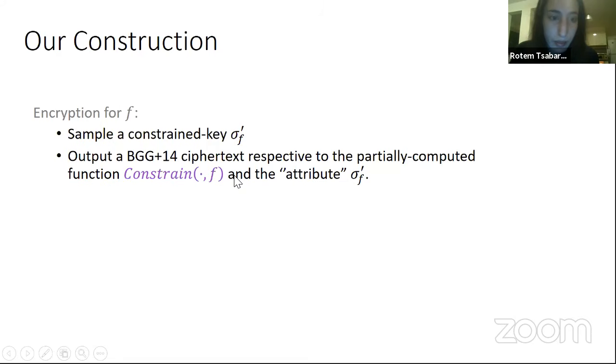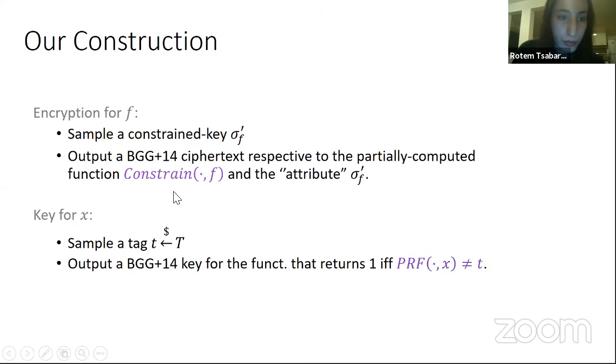So then we generate a BGG+14 ciphertext respective to this function and to the supposed result value, which is the constraint seed that we chose randomly. The reason that it is useful is because later in the simulation, we always begin with the same seed. Then, in order to simulate the ciphertext for any F that we want, all we have to do is compute the BGG evaluation of the constraining algorithm. And we will always end up with the BGG ciphertext respective to this algorithm, which results in the corresponding constraint key for the same F.